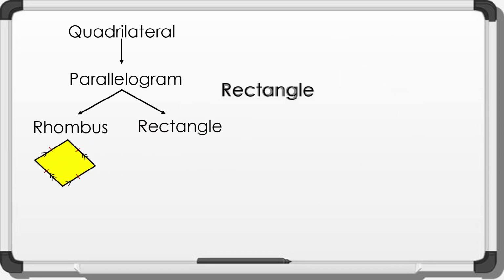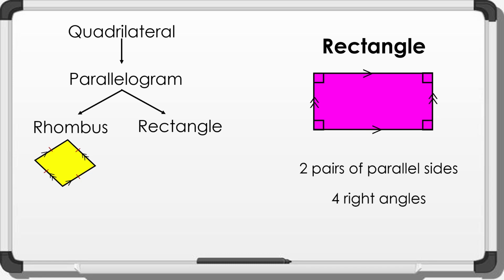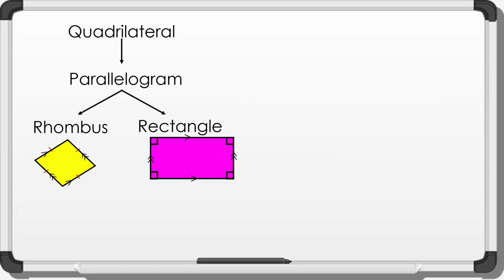Let us have the rectangle. A rectangle looks like this. It has two sets of parallel sides as well. What makes a rectangle special is that it has four right angles, which will be shown with this square angle sign in each corner. And that's it for our rectangle.